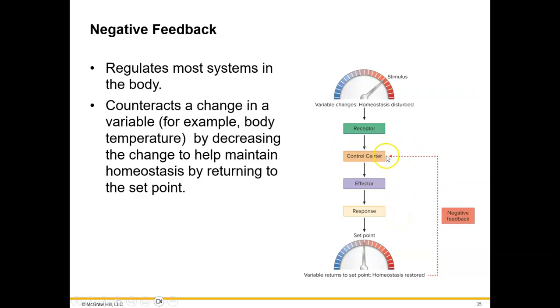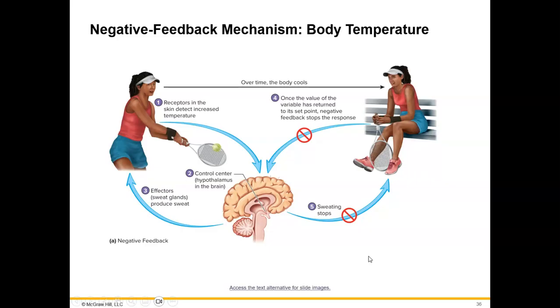So the control center is usually the brain or spinal cord. The effector is the target that generates the response, and the response is going to be opposite to the stimulus. The response in this case is going to be to lower the body temperature, because it went too high, so now it's going to get lowered. That is negative feedback. And I just gave you one example of negative feedback maintaining body temperature.